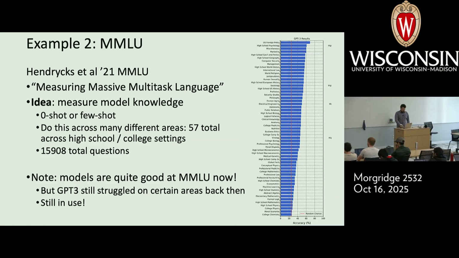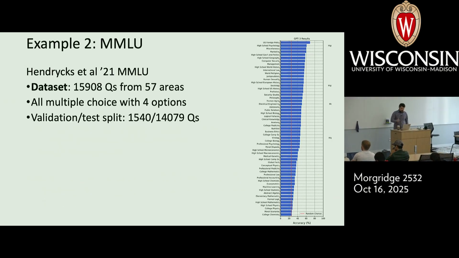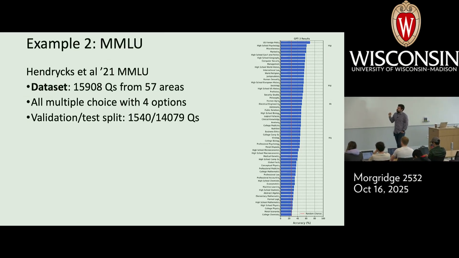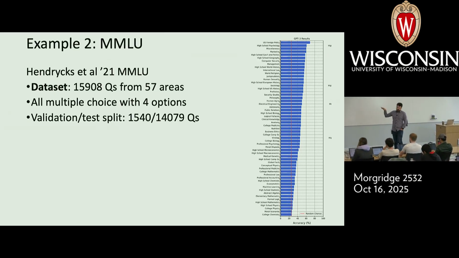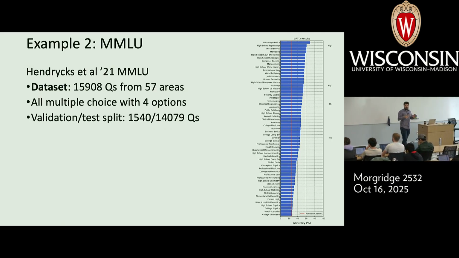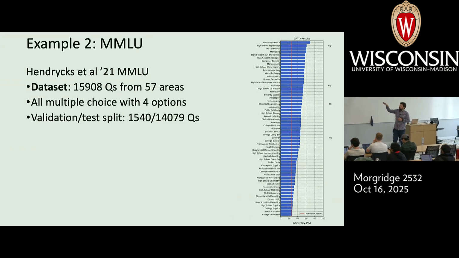OK, so let's see some other examples. The way that you actually do scoring here is that you have multiple choice with 4 options. And you do have a validation and test split. No training data, because again, this is evaluation. We're not trying to train on anything. But for making choices about how we deploy our model, we do have a small set of validation questions. Everything else is kept for the test split. That's really what you'll be running this on.